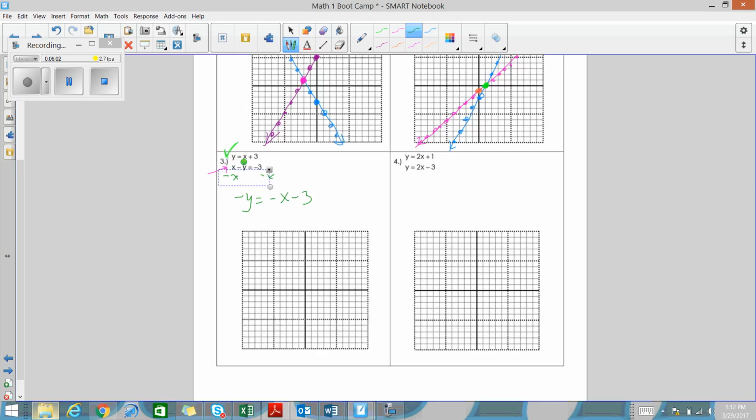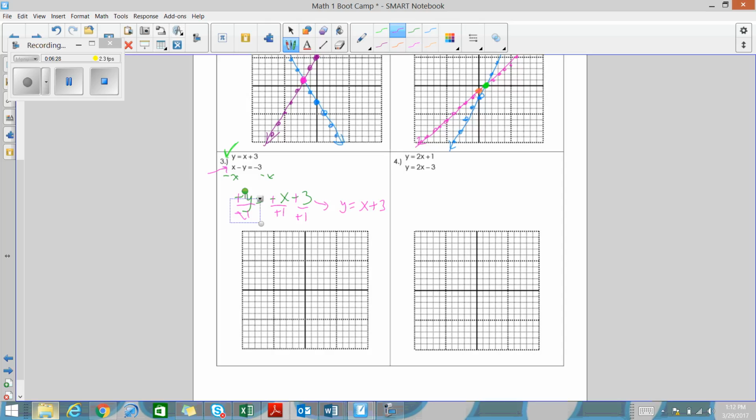Now what we do is divide by negative 1. We are dividing everything by negative 1. Everything. So y becomes positive. Negative x divided by negative 1 turns to positive x. Negative 3 turns to positive 3. You see that? So now our line is really y equals x plus 3.